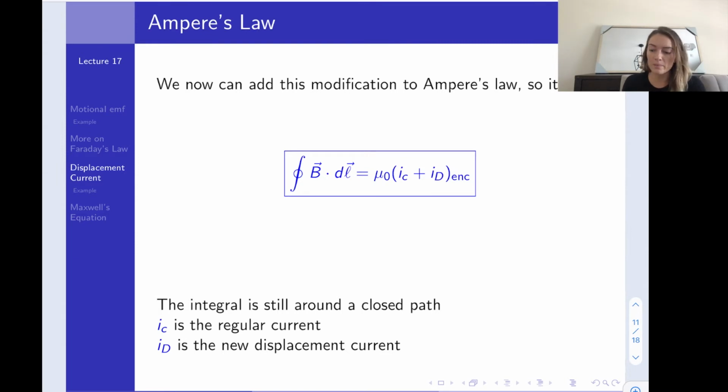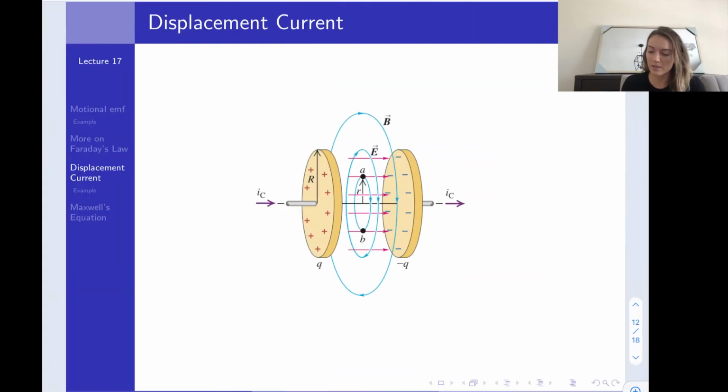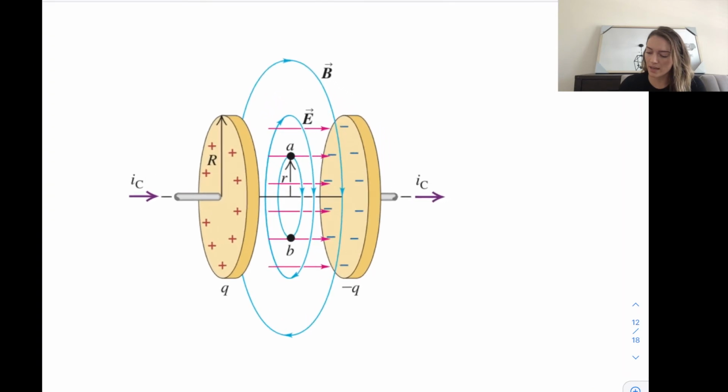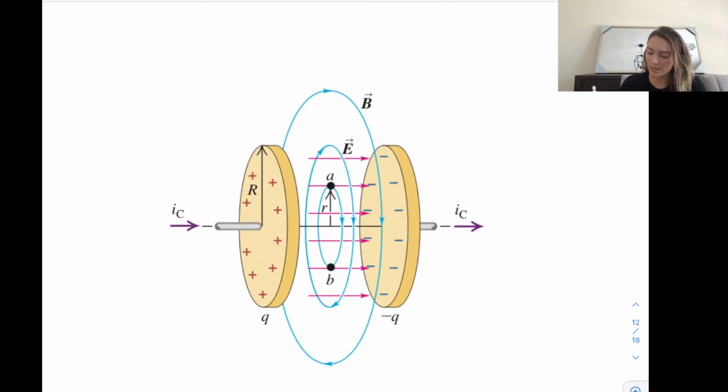So now let's do an example using our full Ampere's law. We're looking at a parallel plate capacitor. So we have two circular plates, each with some radius. We have a regular current going through the wires. So the current comes here, it deposits charge on the plate.